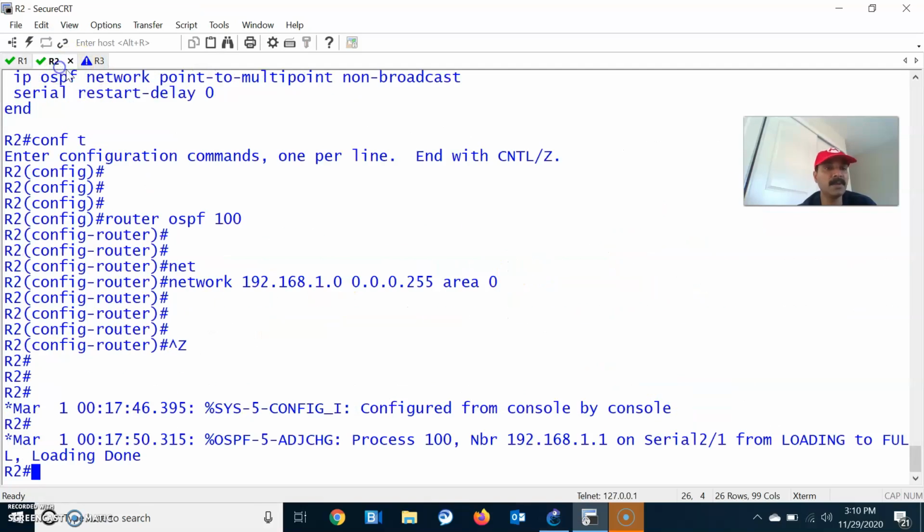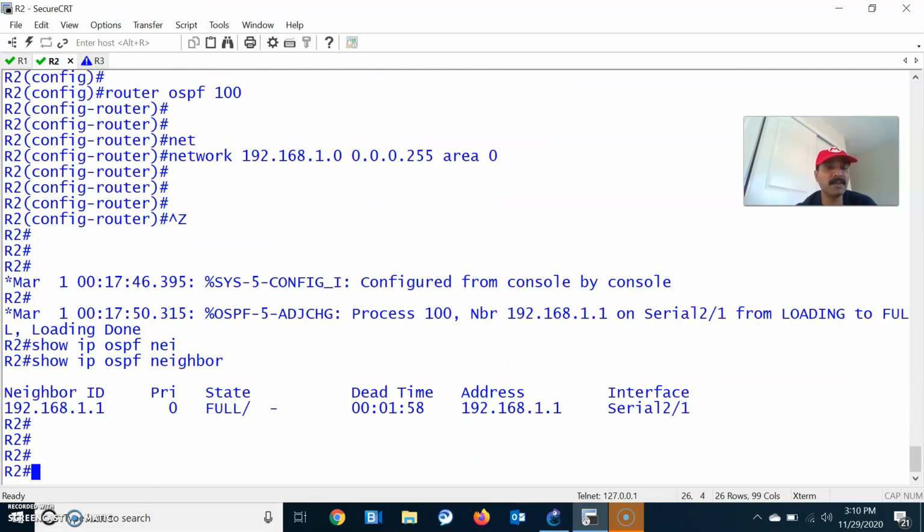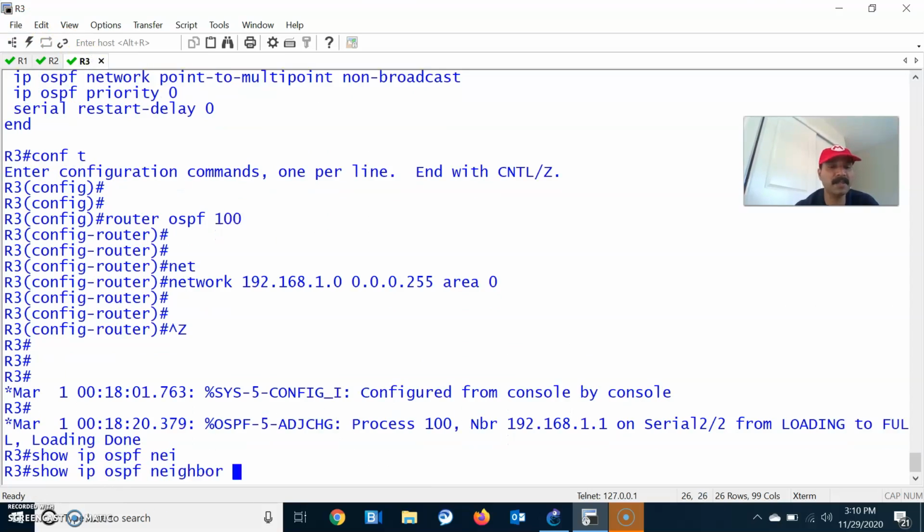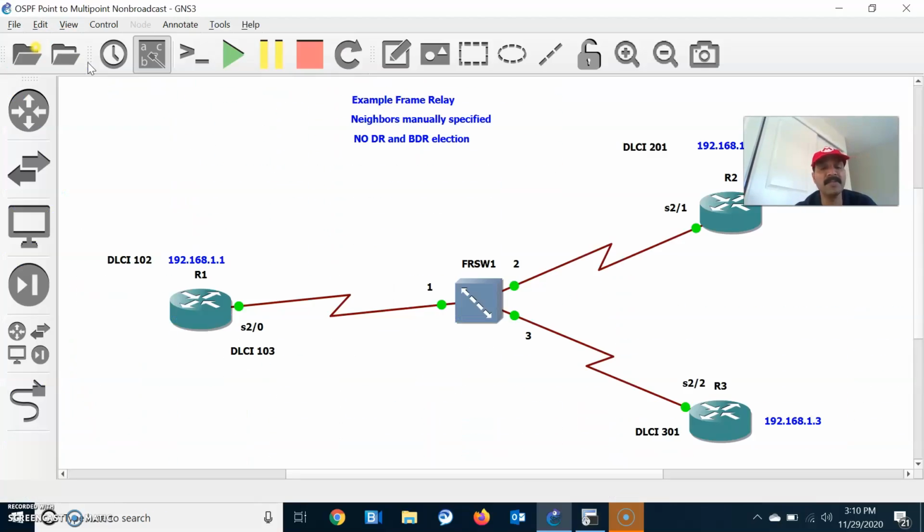And let us go to R2. R2 and R3 will have only one neighbor. That is the main office router, that is 1.1. And let us see R3, show IP OSPF neighbor. It also has only one neighbor with the main office router. So this is how the point to multipoint non-broadcast network over a frame relay works.